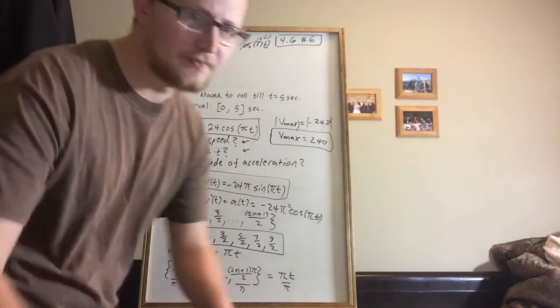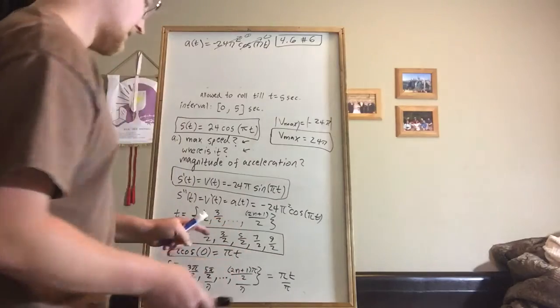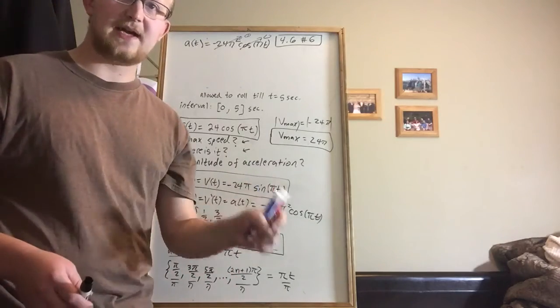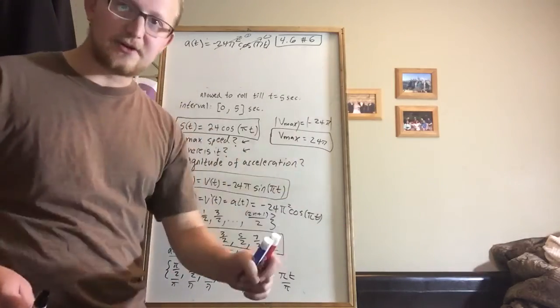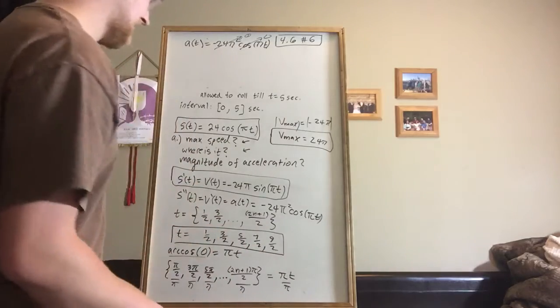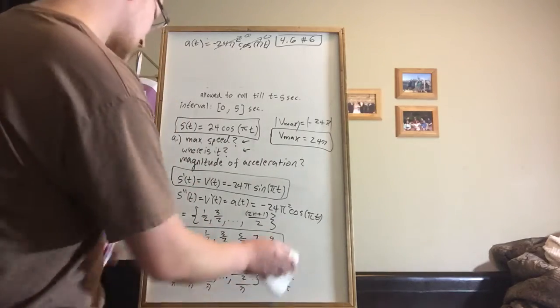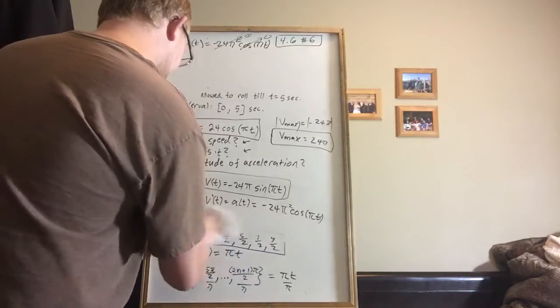Alright, so what's next? The position of the cart when the magnitude of its acceleration is a maximum. Alright, this is part B. So acceleration is going to be at a maximum when the third derivative of position with respect to time is equal to 0. So let's get rid of this stuff.